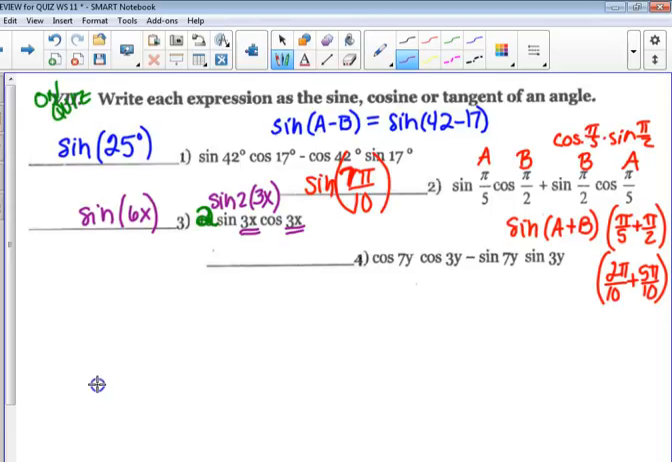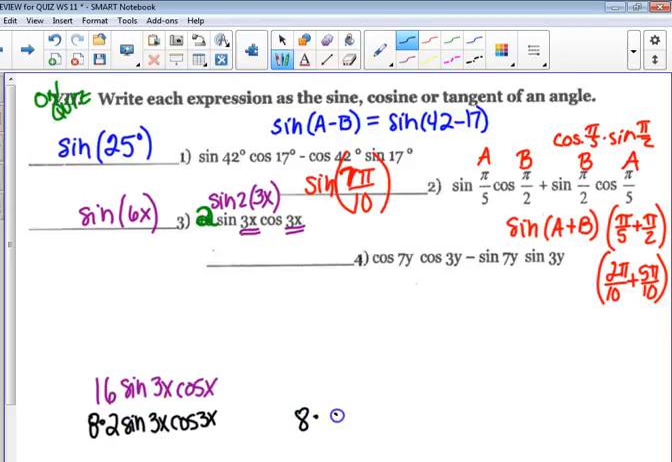Now, it originally said what, 16? So it originally said this. If I put that on the quiz, which I won't, you would have to separate it like 8 times this. And so you'd end up with 8 and then sine of 6x. But it's not on the quiz that way.